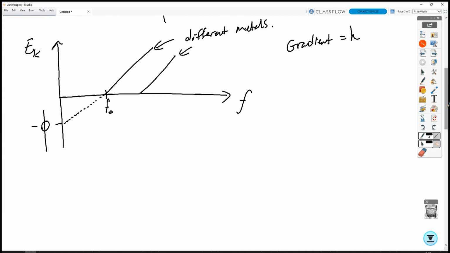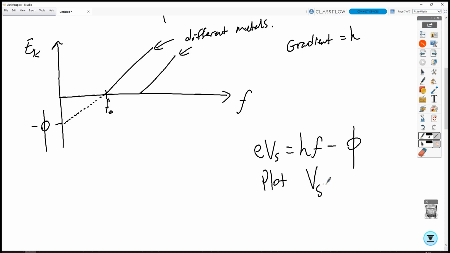But what did we say? We said that kinetic energy was equal to eV. e is just a constant, so we can change this graph by dividing everything. So we've got eVs equals hf minus phi. If we divide everything by e, and then we plot another graph, we've got Vs equals hf over e minus phi over e.